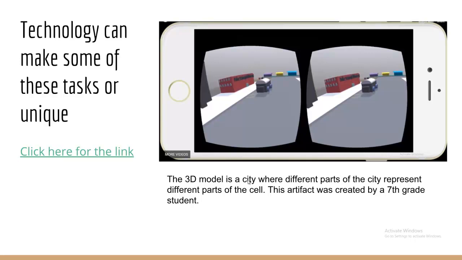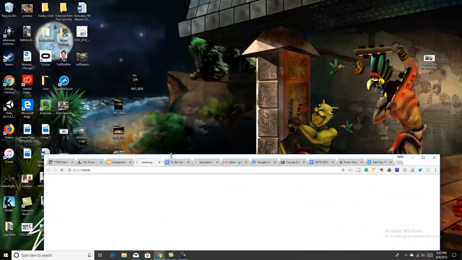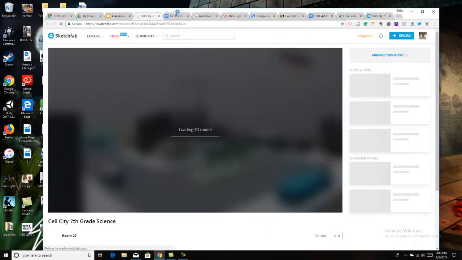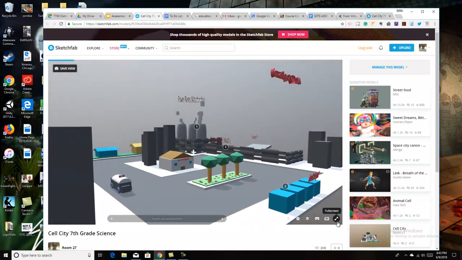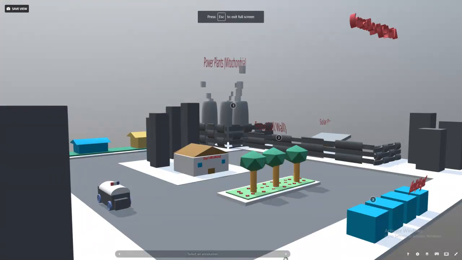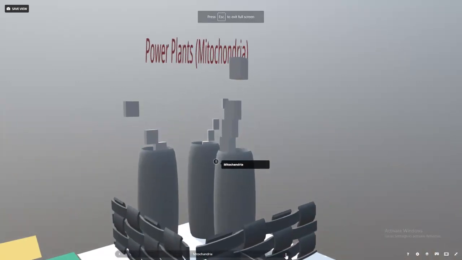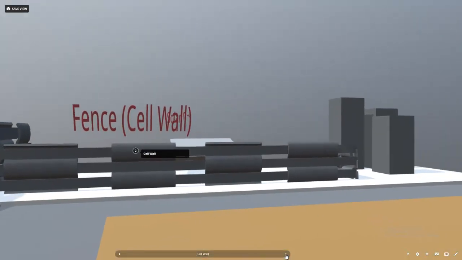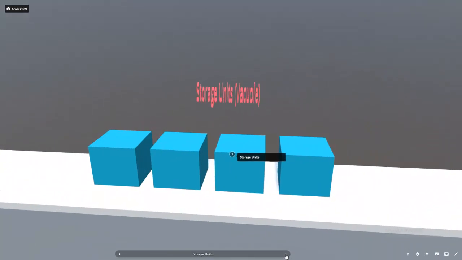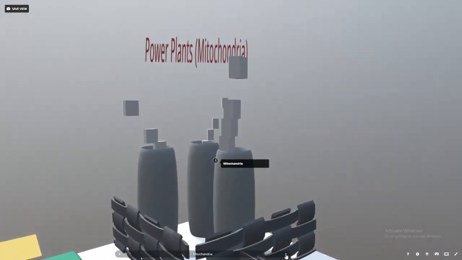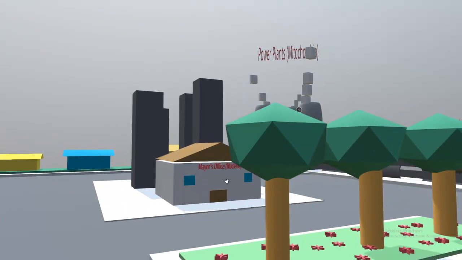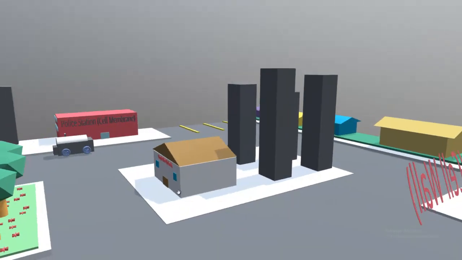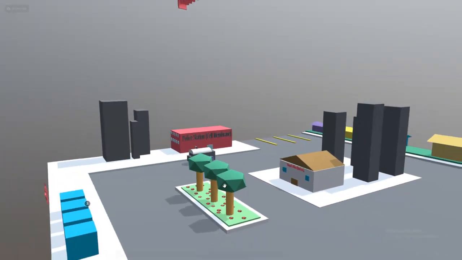Well, I had the kids go on and actually create the model in 3D, and here you could see the power plants are the mitochondria, the fence is the cell wall, the storage units are the vacuoles, and a couple other ones have pieces. The mayor's office is the nucleus. The police station is the cell membrane.